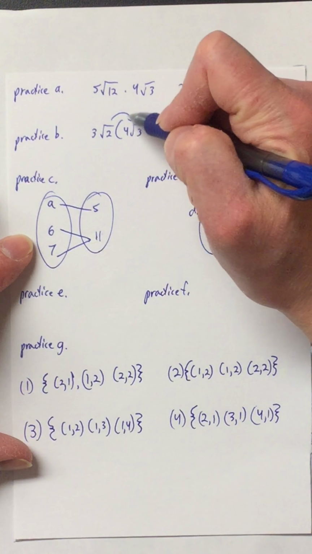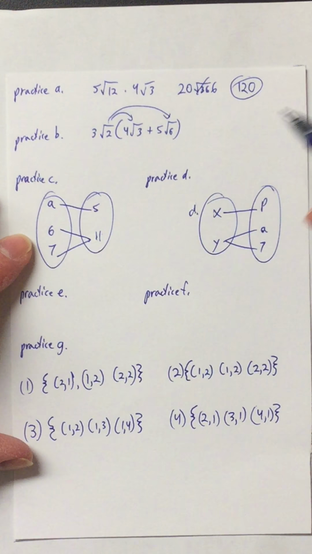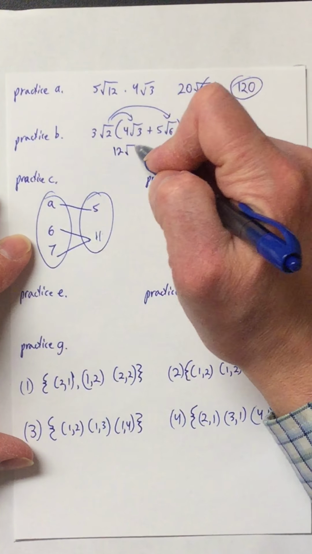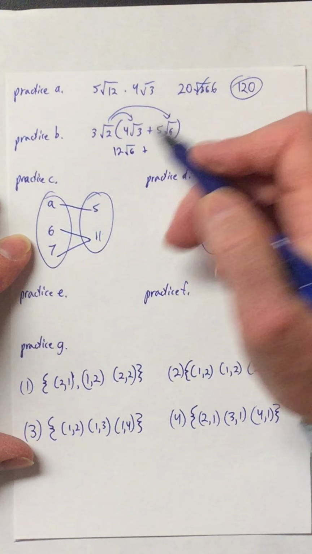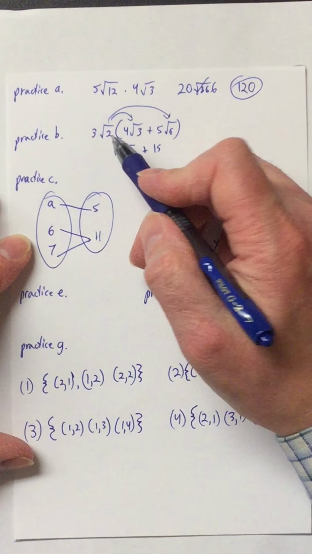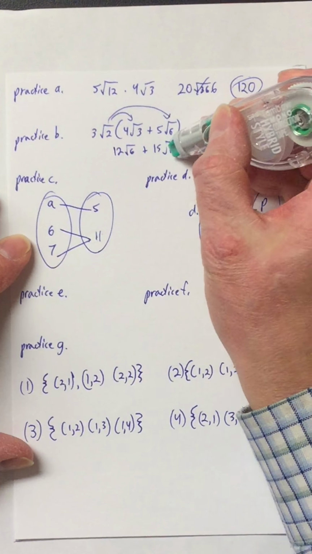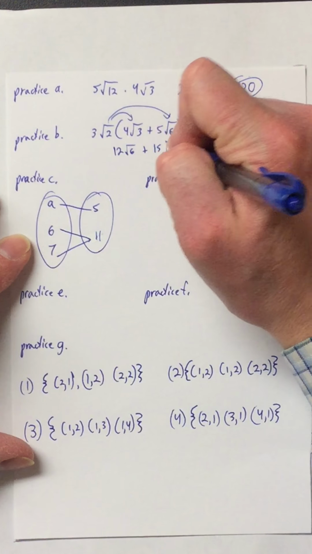Practice problem B, I'm going to multiply my first part into both of these to remove my parentheses. So 3 times 4 is 12. 3 times square root of 6 is 3 square root of 6. Plus 3 times 5 is 15. 3 times 6, square root of, not 16, square root of 12.